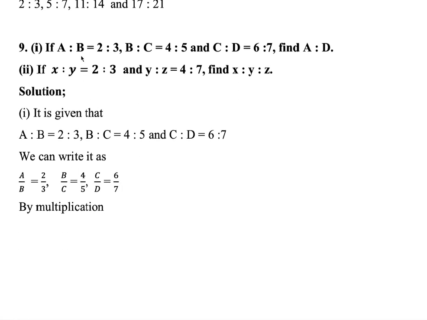If A is to B is equal to 2 is to 3, B is to C is equal to 4 is to 5, C is to D is equal to 6 is to 7, find A is to D. These types of questions are repeatedly coming in the exam. So students, please pay a little bit of attention to understand the problem. A is to B, 2 is to 3, B is to C, C is to D. So first I will write A by B is equal to 2 by 3, B by C is equal to 4 by 5, C by D is equal to 6 by 7.